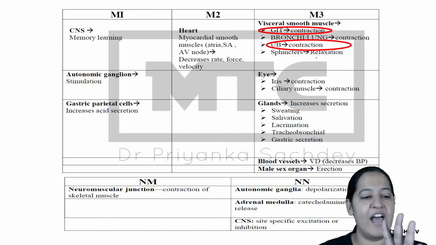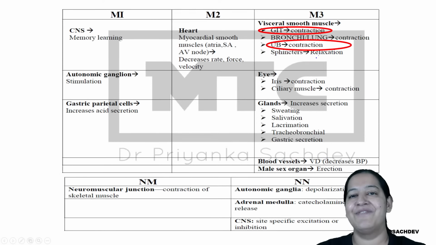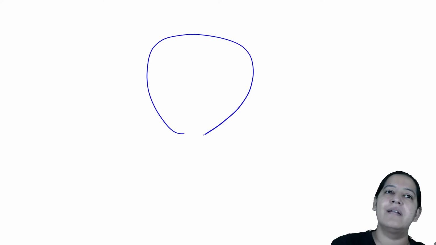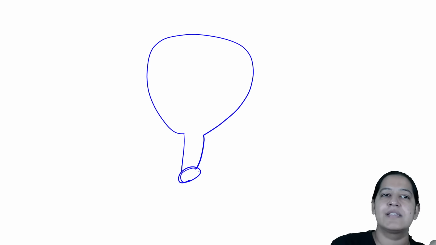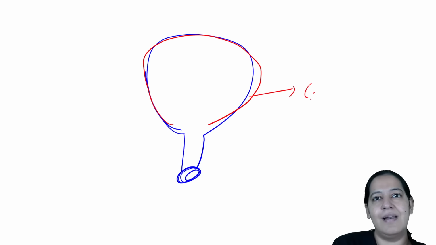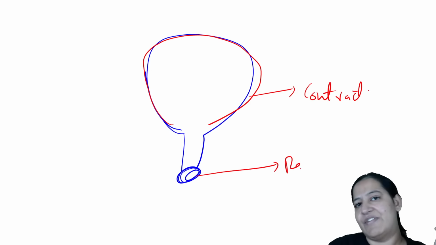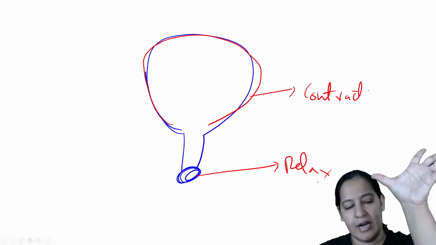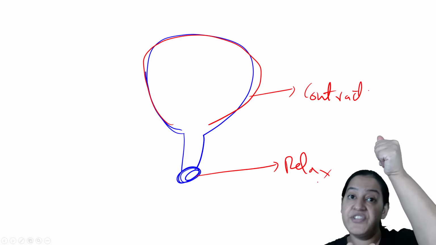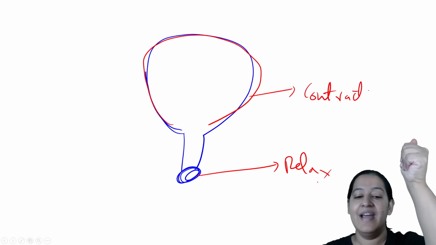Second use I have marked with the second circle. You can see what it is doing in the urinary bladder. So let me draw the urinary bladder. So this is the urethra and this is the sphincter. So what is it doing to the muscle? It is the same thing. It is contracting the detrusor muscle and it is relaxing the sphincter. Imagine the detrusor muscle is contracted and the sphincter is relaxed.